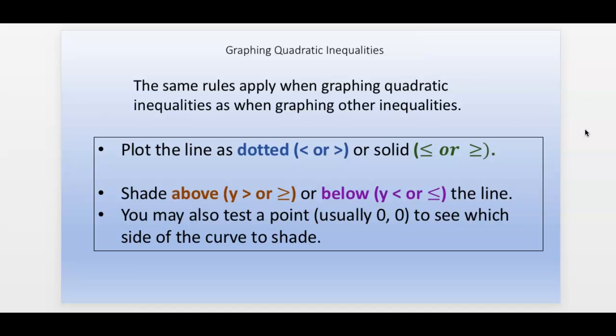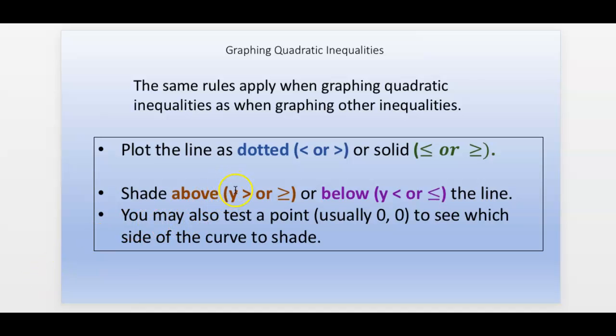Again, when you plot the line, it's dotted if it's just less than or greater than. It's a solid line if it's less than or equal to or greater than or equal to, because the line itself is included in the solution. And then you shade above the line when you solve for y. This can be in any form: standard form, vertex form, factored form, it doesn't matter.